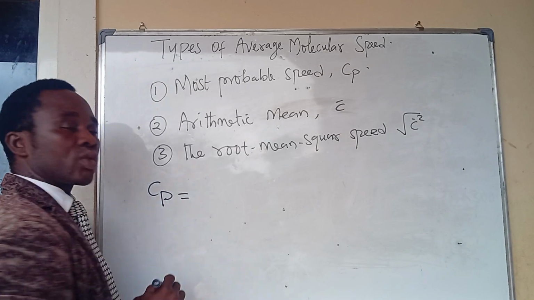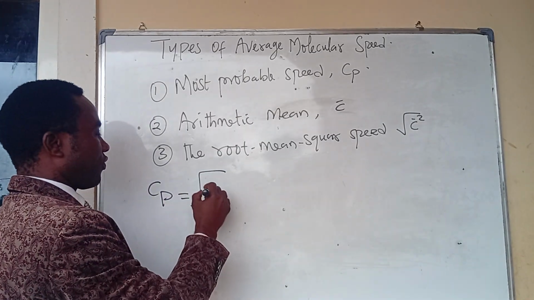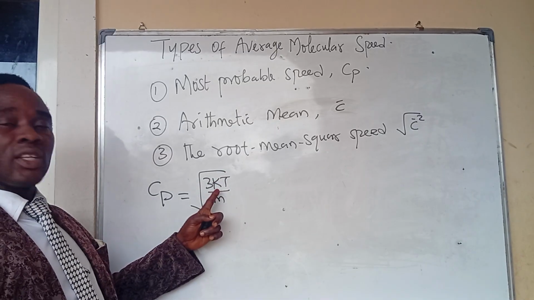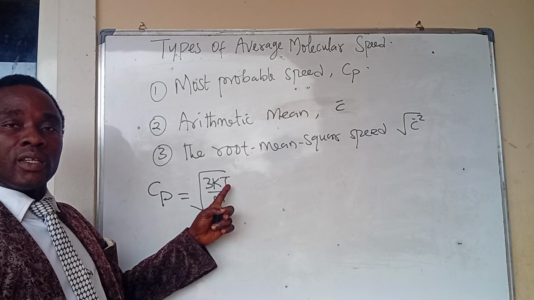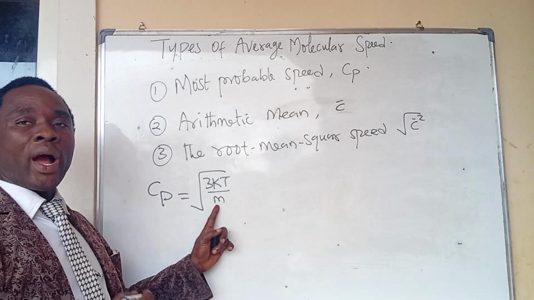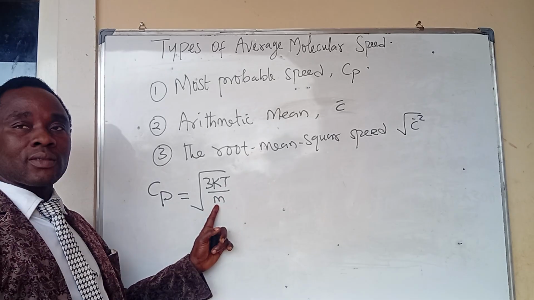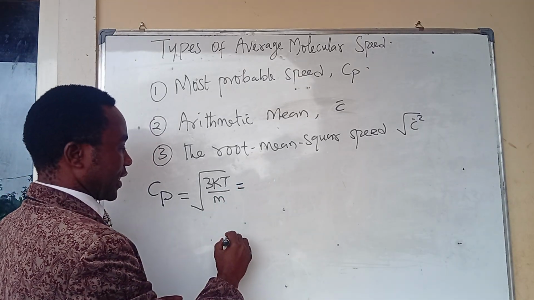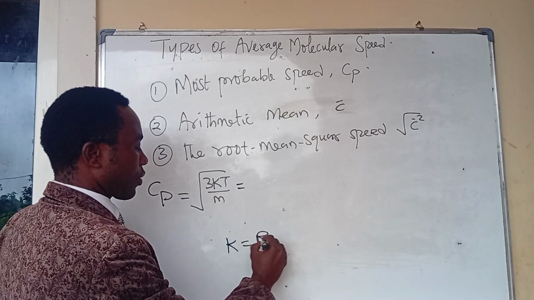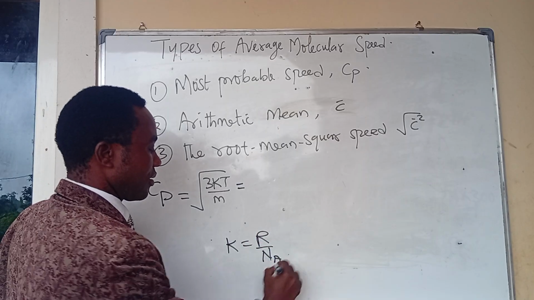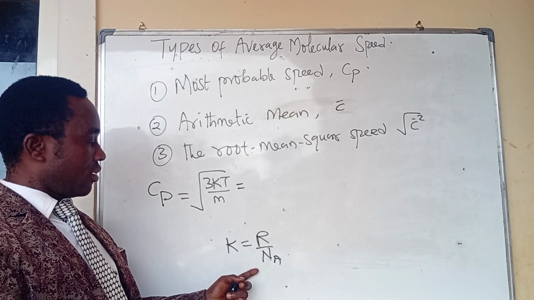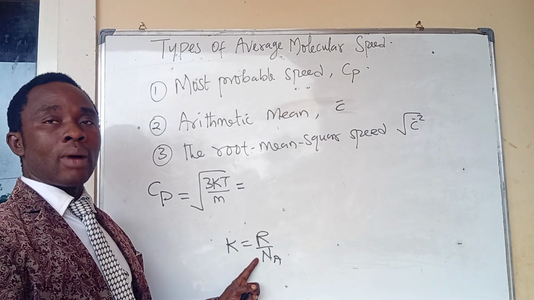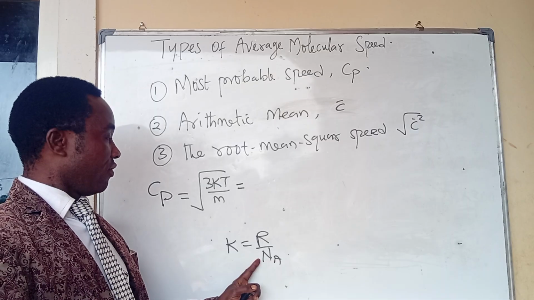CP will be equals to square root of 3kT over m. K is the Boltzmann's constant, T is the absolute temperature, while m is the mass of a molecule. So this becomes equals to, since we know that K is equals to R over Na, the molar gas constant per Avogadro's number will give us what?